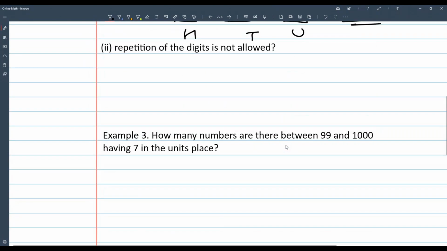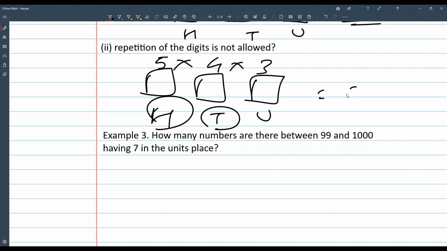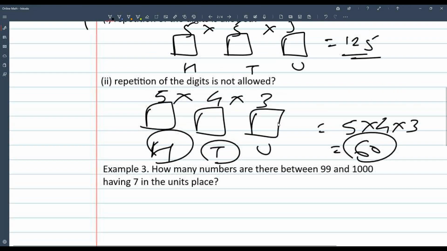But what happens if repetition is not allowed? That means if one digit is used already, you cannot use that digit again. So we have 5 choices for the hundreds place, 4 choices for tens. Why 4 choices? Because we have already used one digit in the hundreds place. Now we have 3 choices for the units place. Why 3 choices? Because we have already used one digit each for the hundreds and tens places. Now we have total choices 5 fours are 20, multiplied by 3, so 60 such 3-digit numbers are possible.